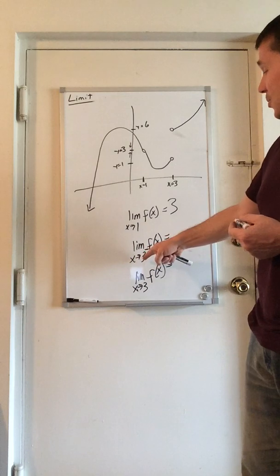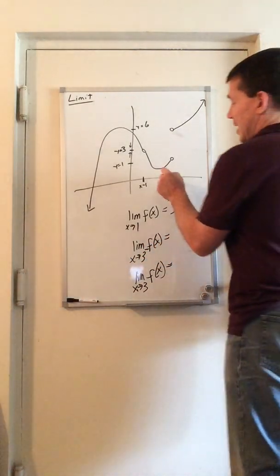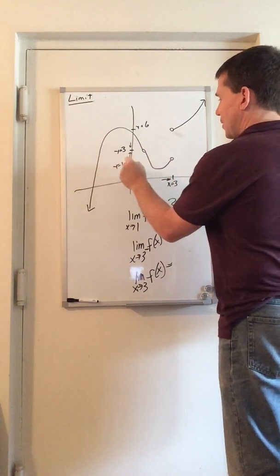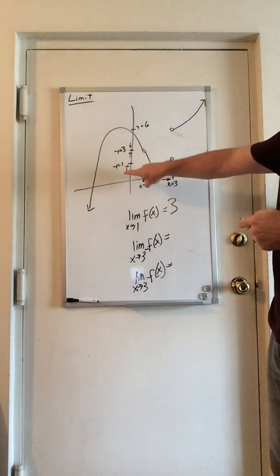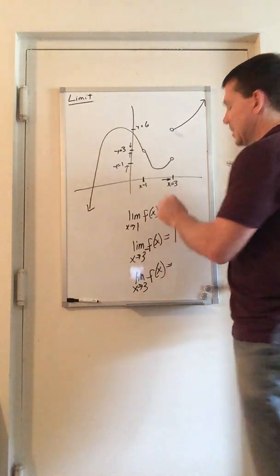Find the limit as x approaches 3 from the negative side of f of x. The negative side means the left. So as x approaches 3 from the left, here the function goes up to there. So as I approach 3 from the left, the function approaches 1. So I say the left-hand limit is 1.